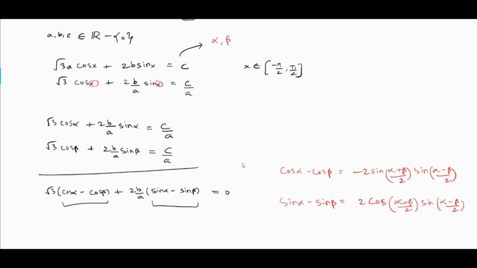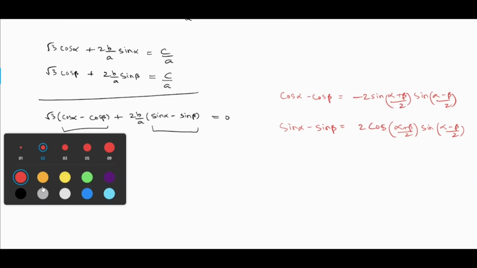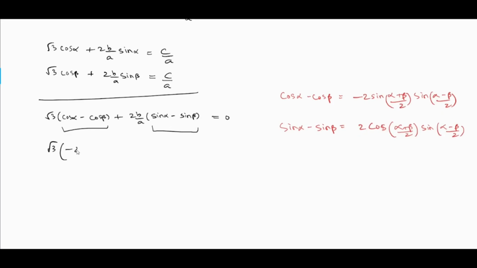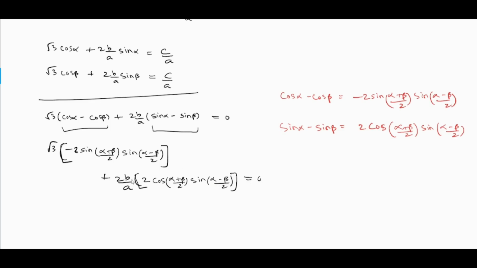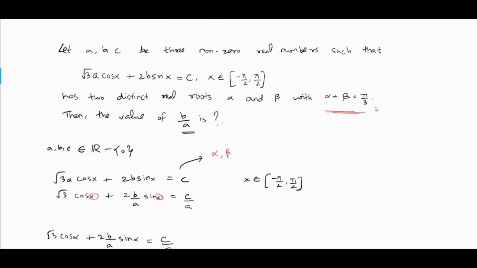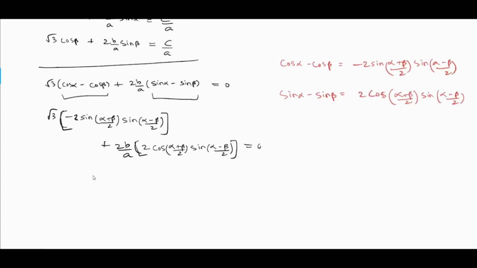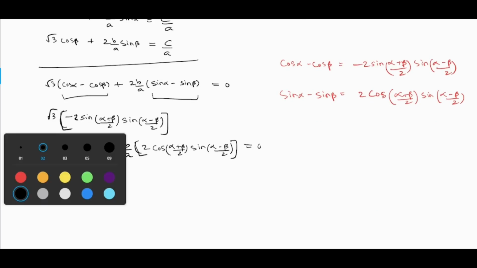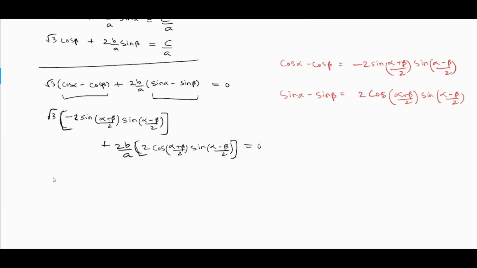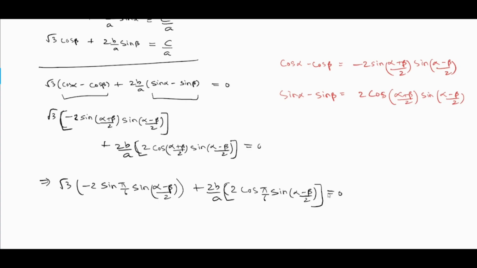Now if we put those values up here, root 3 times minus 2 sine of alpha plus beta by 2 sine of alpha minus beta by 2, and this equals 0. We have the condition that alpha plus beta is pi by 3. Using that, we would have root 3 times minus 2 times sine pi by 6 times sine of alpha minus beta by 2, and this is equal to 0 again.